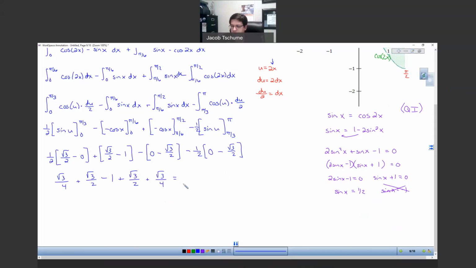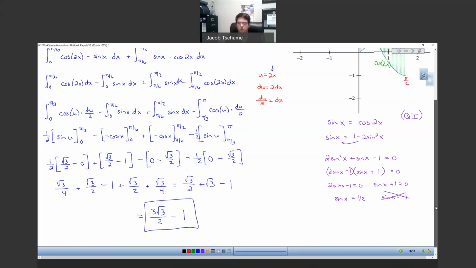All right, so putting together your root 3's, let's see, root 3 over 4 plus root 3 over 4 is going to be simplified into root 3 over 2. Root 3 over 2 plus root 3 over 2 is just going to be a root 3 with a minus 1. And then a half a root 3 plus a full root 3 is going to give you 3 root 3 over 2 with a minus 1. And that is the area between both of those curves.